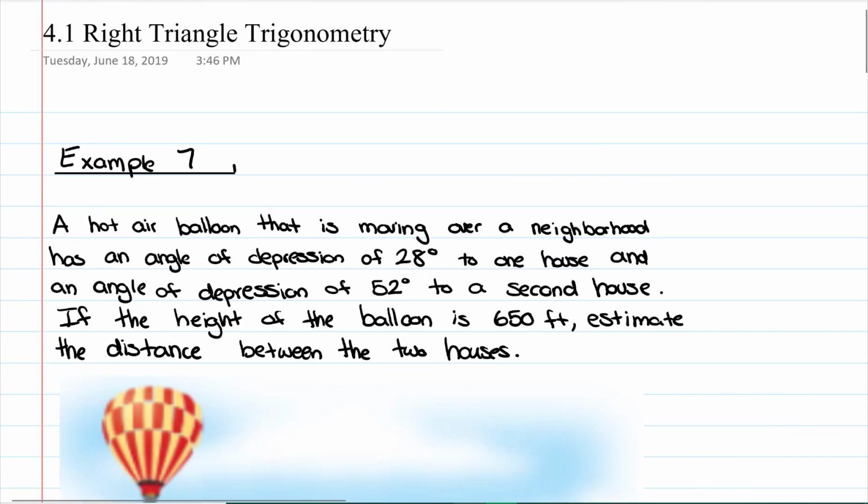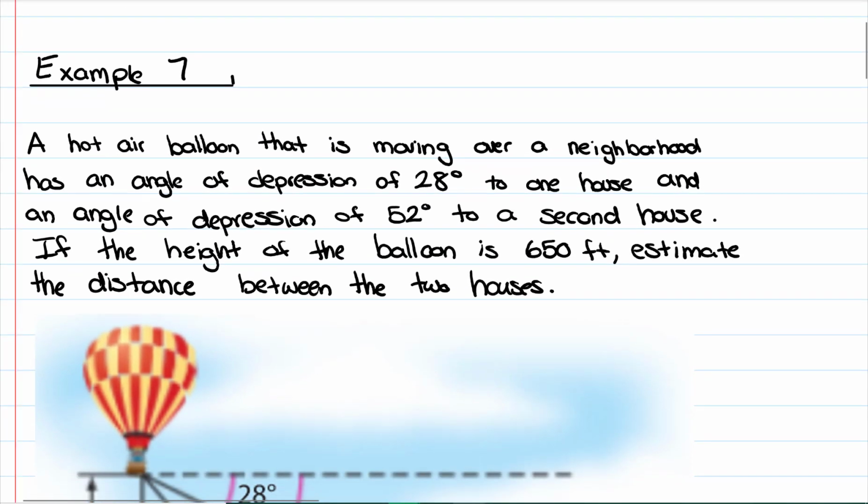Example 7, we're going to look at another real world problem. However, this one's just slightly more complicated. So here we go. A hot air balloon that is moving over a neighborhood has an angle of depression of 28 degrees to one house and an angle of depression of 52 degrees to a second house. If the height of the balloon is 650 feet, estimate the distance between the two houses.